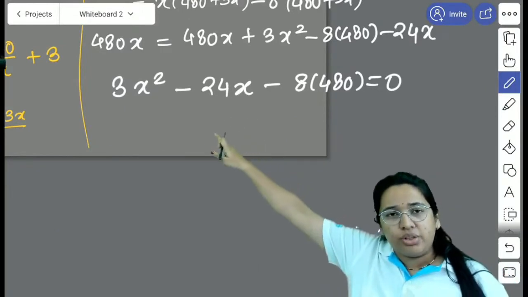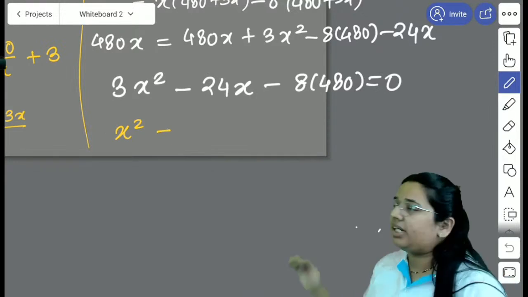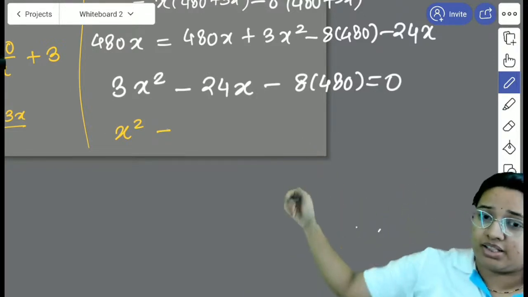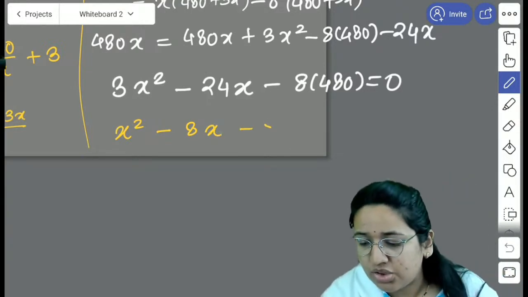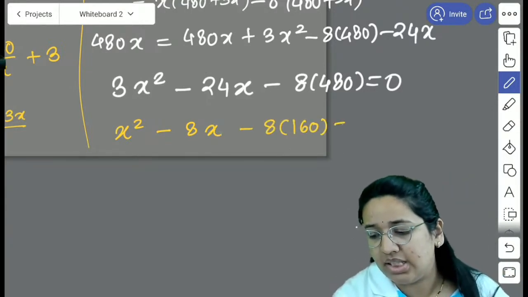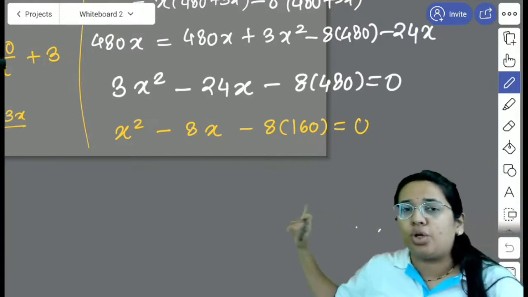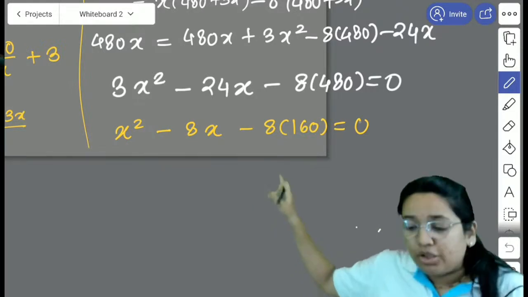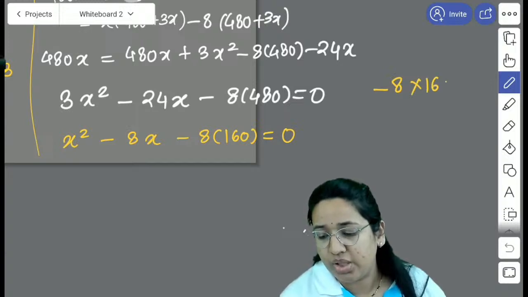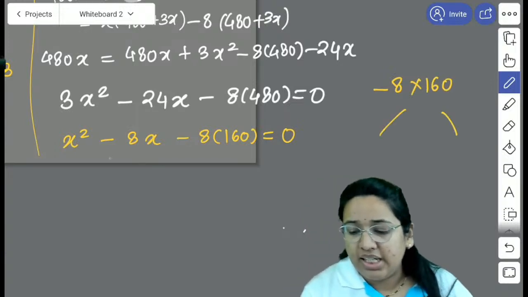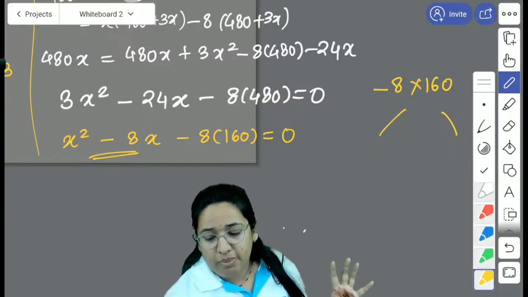Each and every coefficient is a multiple of 3. So I can directly say that dividing this equation through by 3, you will get x square minus 8x minus 8 into 160 is equal to 0. Okay, again I am not simplifying its answer here. See, because I have to find a factor pair of minus 8 into 160 such that its addition should be minus 8. Such that its addition should be minus 8.